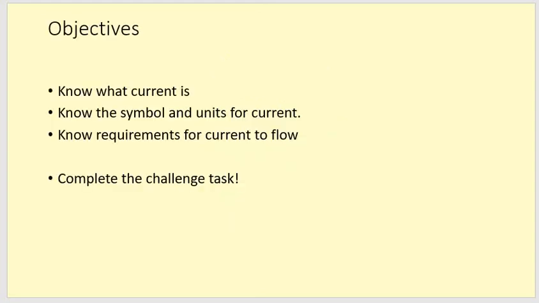Now you've got 4 objectives this week. You've got to know what current is, know the symbol and units for current, know what is needed for current to flow, and complete the challenge task. Now one tiny little thing I'm going to point out to you: current, when it's electricity, has an E in it, not an A. Otherwise we're talking about a piece of fruit, a dried up grape. So please make sure you've got that E for electricity whenever you write current.